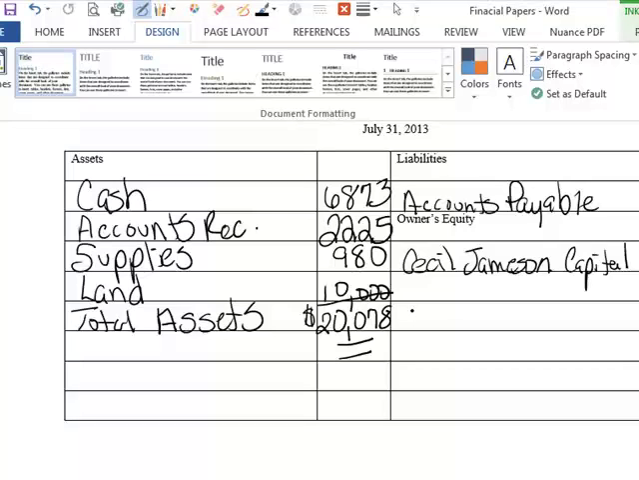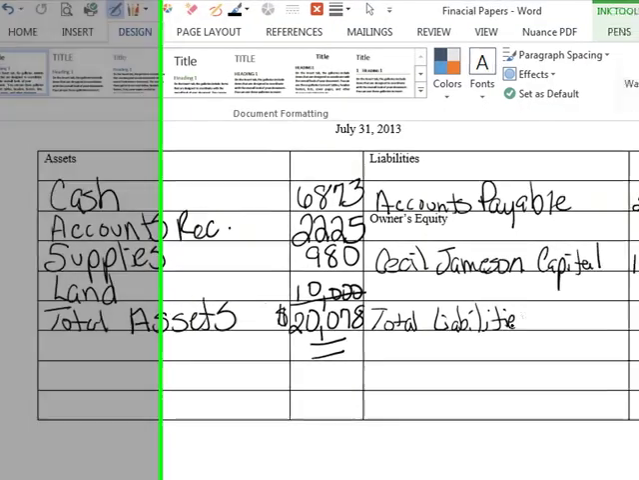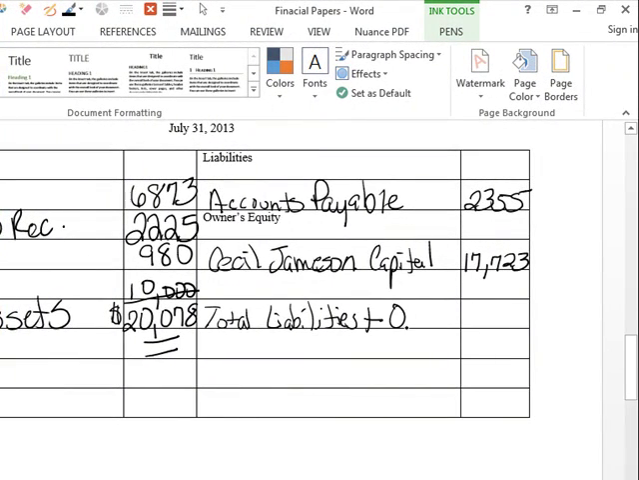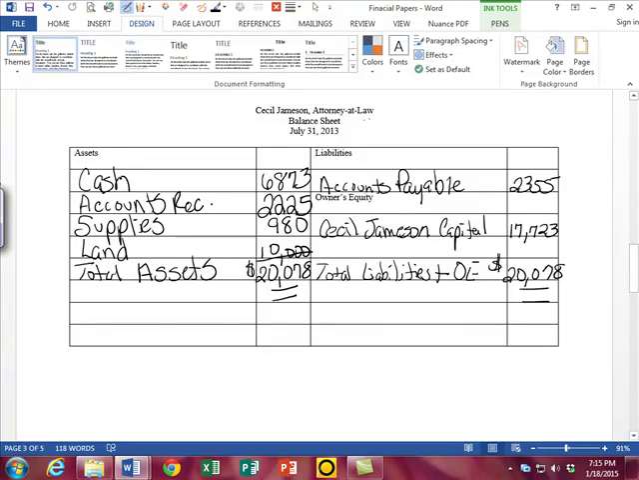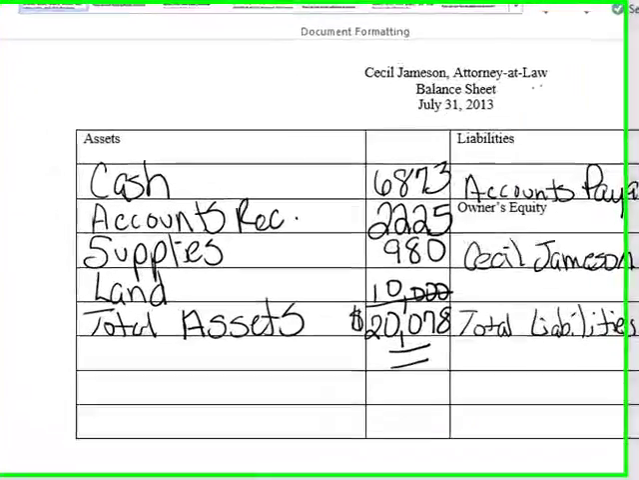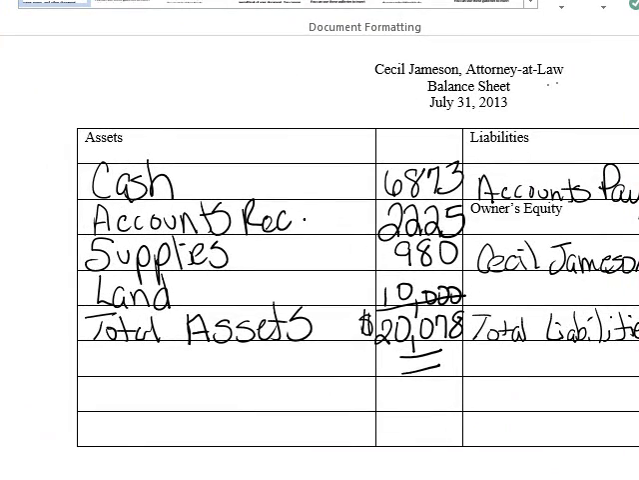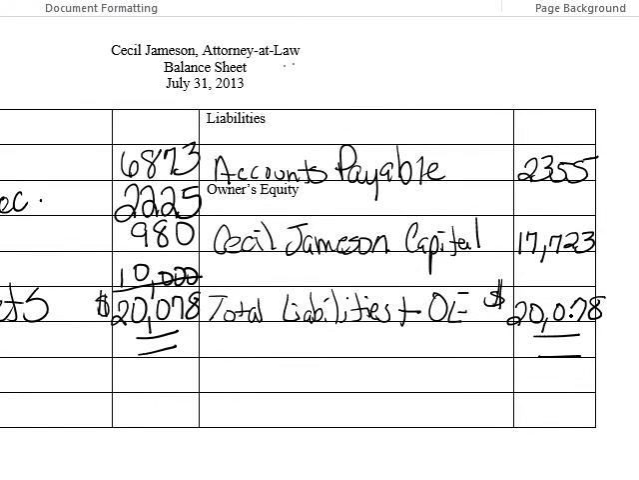So we're going to do total liabilities plus owner's equity is $20,078. And that is our final answer. And now we can see that our balance sheet actually balances. Our assets, $20,078, equal our liabilities plus owner's equity, which is $20,078.